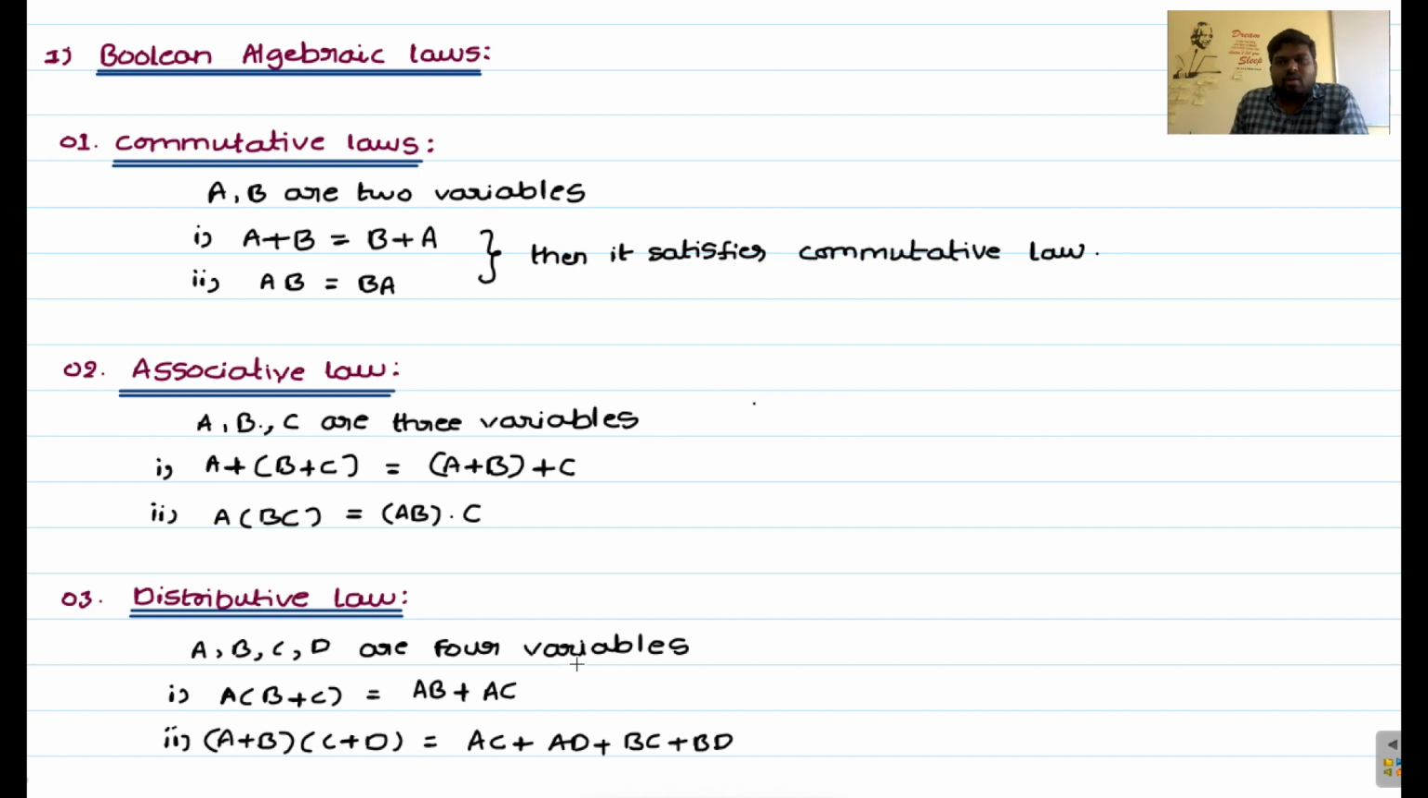I think these topics are covered in your mathematics, right? The same laws we have to follow in our digital electronics also. But here we are taking the AND operation, OR operation, and NOT operation, whereas in our normal algebra we are taking sum, multiplication, division. We have so many operations in our mathematics, right? So this is about Boolean algebraic laws. Three laws: commutative law, associative law, distributive law. Okay, these are very important.